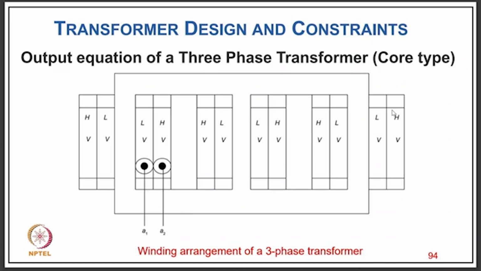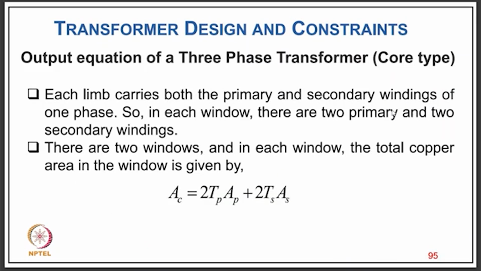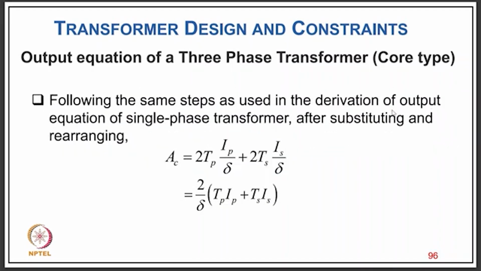So in the three limbs you have primary and secondary windings. Now coming to the output equation of a three phase transformer of core type, each limb carries both the primary and secondary winding of one phase. So in each window there are 2 primary and 2 secondary windings, and there are 2 windows. In each window the total copper area is given by Ac equal to 2 Tp ap plus 2 Ts as.